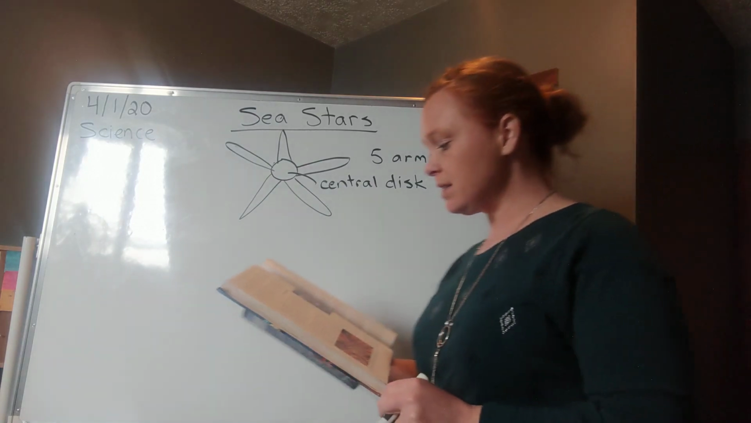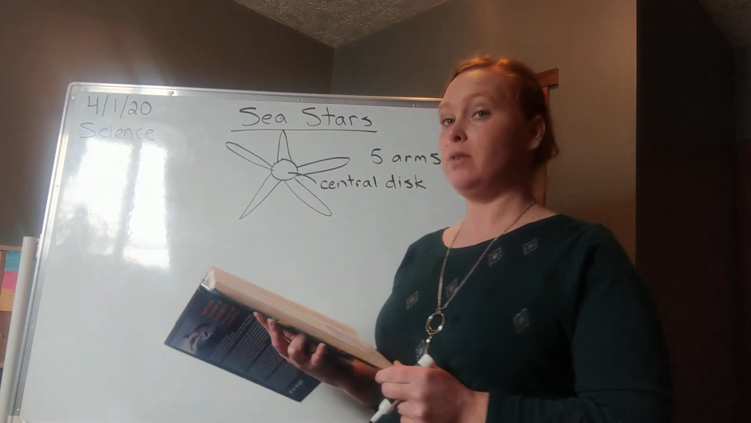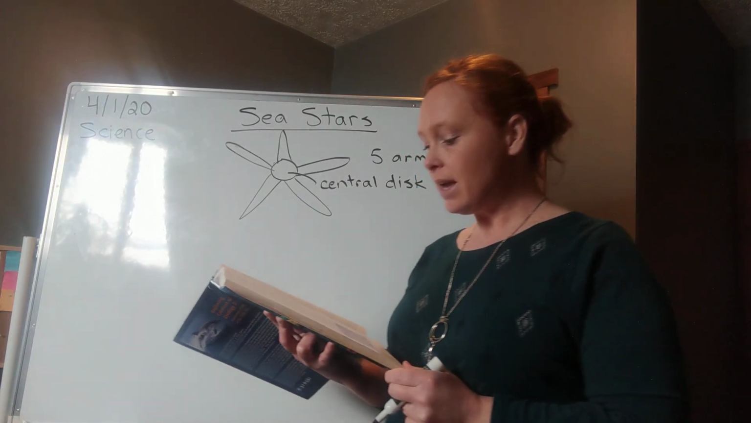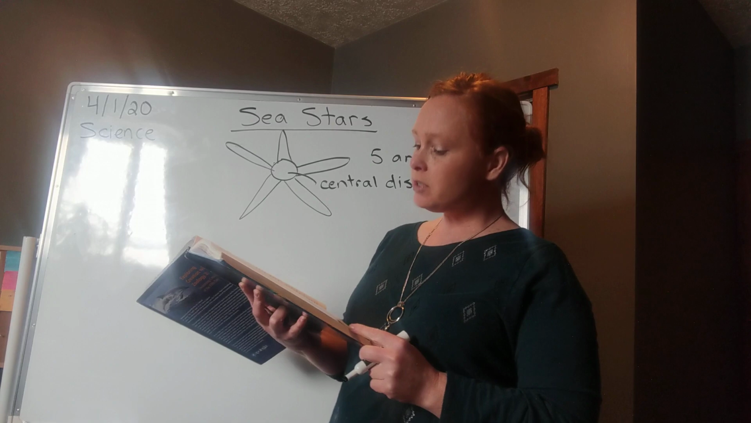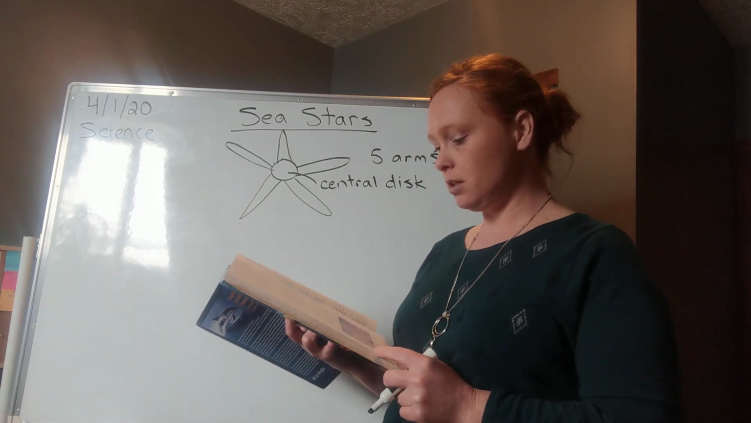A sea star's rays come from the central disc, which has a large hole on the underside. Can you guess what that hole is? If you guess their mouth, you're right. Interestingly enough, when it eats, the sea star doesn't use its mouth the way that we do.